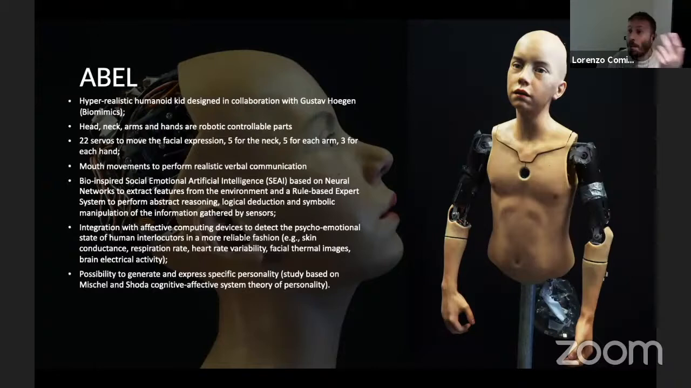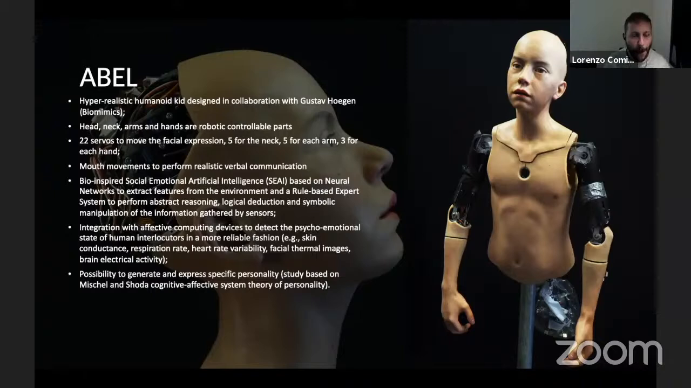So the novelty is the fact that the head, the neck, the arms, and also the hands are robotic controllable parts. The level of realism is higher. And the mouth movements, and also, I will add, the eye movements, are studied very well to be very realistic for the interlocutors. For Abel, we will apply the social emotional artificial intelligence that I quickly presented before.